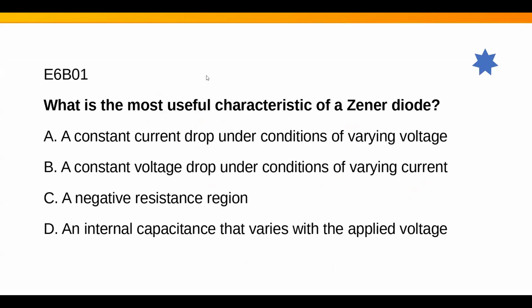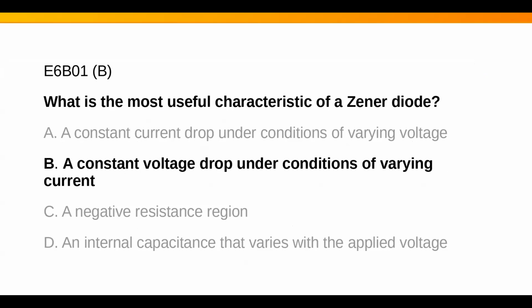So what's the most useful characteristic of a Zener diode? Bravo. The voltage is almost constant, regardless of the current.